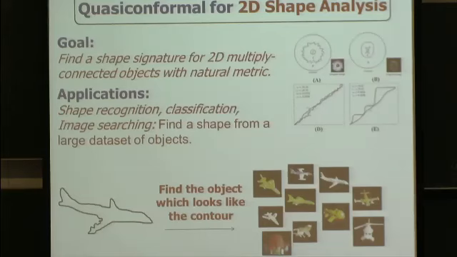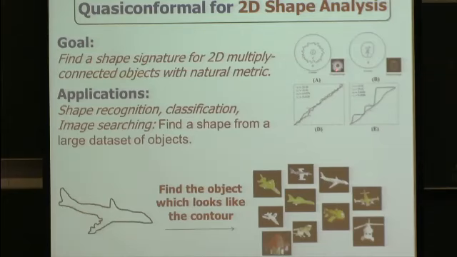Now, we are interested in looking at whether we can use quasi-conformal mapping or quasi-conformal geometry for 2D shape analysis. Tony has already mentioned quite a number of shape analysis methods for 3D surfaces. So you may wonder whether we can use this QC geometry to do 2D shape analysis. The goal of this project is to find a shape signature for 2D multi-connected objects. So instead of looking at simply connected objects, we want to find some fingerprint, some signature for 2D multi-connected objects.